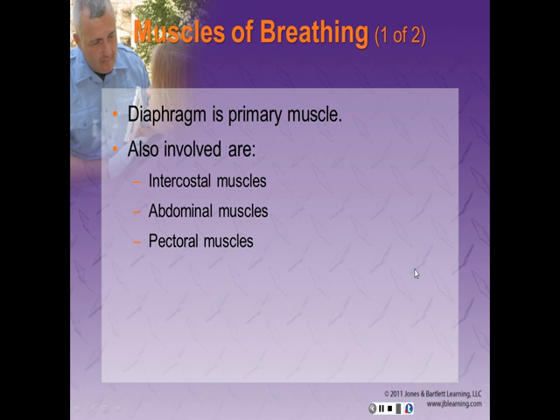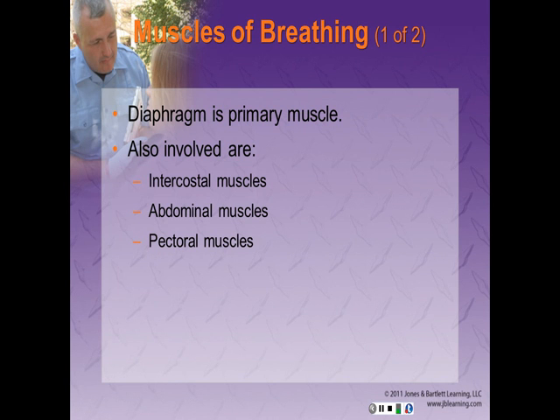The muscles of breathing involve the diaphragm. It is the primary muscle of breathing, and it divides the thorax from the abdomen. Its anatomic function is breathing. During inhalation, the diaphragm contracts, enlarging the chest cavity, decreasing the pressure in the lungs, and moving air in. During exhalation, the diaphragm relaxes, decreasing the chest cavity, increasing the pressure in the lungs, and moving air out.